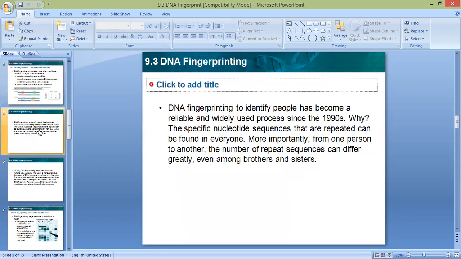So DNA fingerprinting to identify people has become a reliable and widely used process since the 1990s. What does that mean? Why? DNA fingerprinting is widely used and reliable because the specific nucleotide sequences that are repeated can be found in everyone. Each one of you has these non-coding nucleotide sequences. But more importantly, from one person to another, the number of repeat sequences can differ greatly.